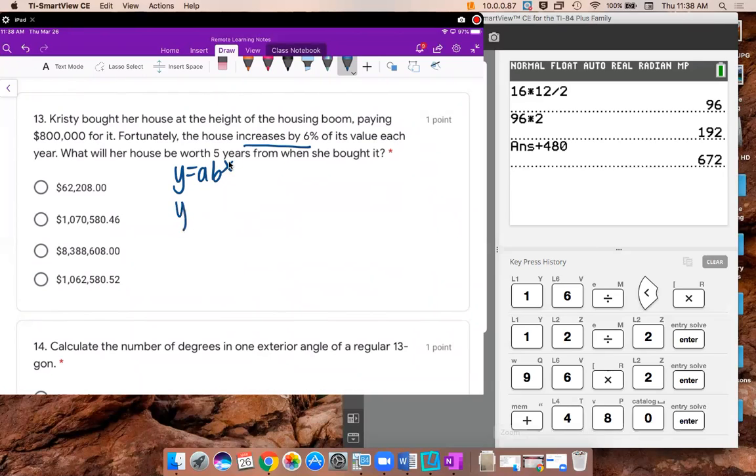So my equation is going to be: the house started at $800,000. She's increasing by 6%. So we always put a 1 here. Increasing means we're going to add, and then we take the 6% and we convert it to a decimal. So 6%, we move the decimal back 2 places, is the same as 0.06. So I'm adding 0.06 every single year. And then that's our x. So our equation is 800,000 times 1.06 to the x, where x equals years.